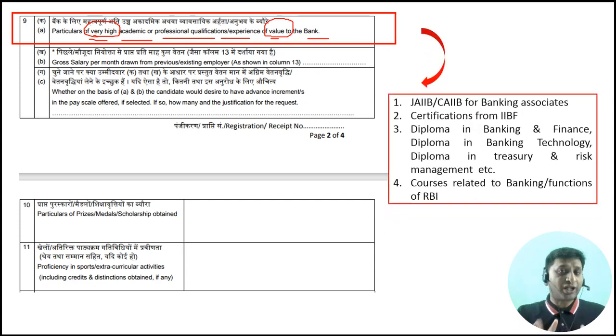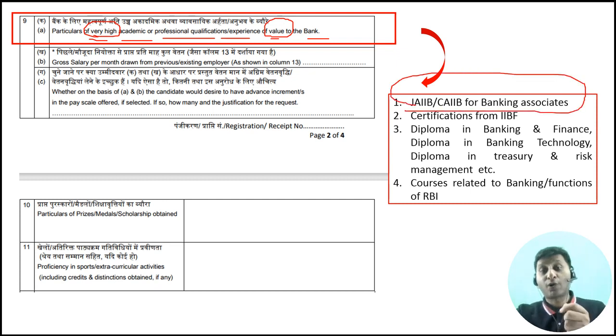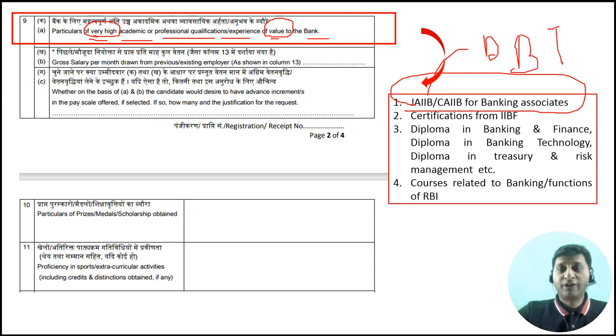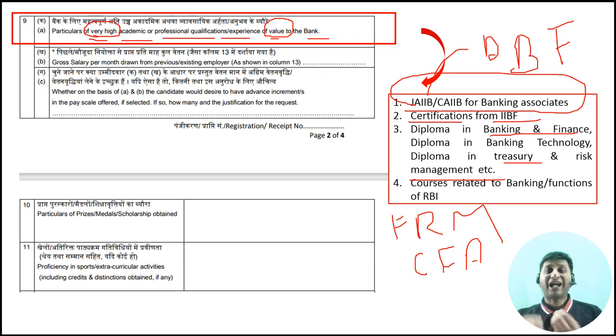For example, some scenarios can be if you have passed JAIIB and CAIIB certifications. This is basically only given by the people who are already working in the bank. But an alternative of JAIIB is Diploma in Banking and Finance, DBF. So even if you have cleared this, you can mention this. Any other certifications from Indian Institute of Banking and Finance, any diploma you have done in banking and finance, treasury, risk management, say you have done FRM, financial risk management certification, you have done CFA certification, right? So these are very high professional qualifications, and this can be of value to the bank.